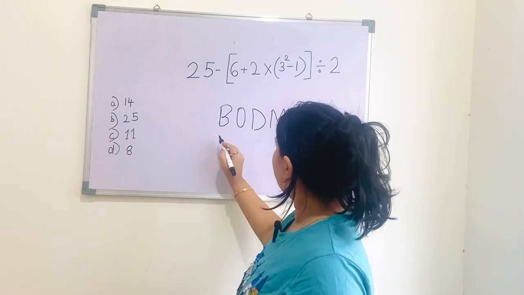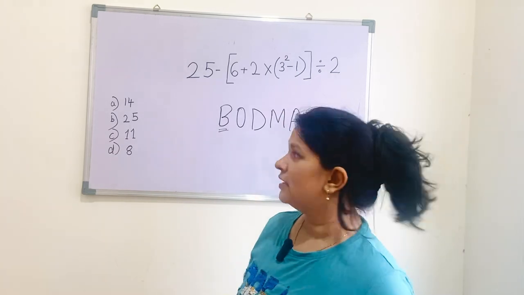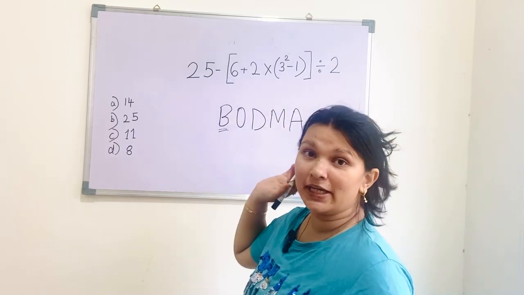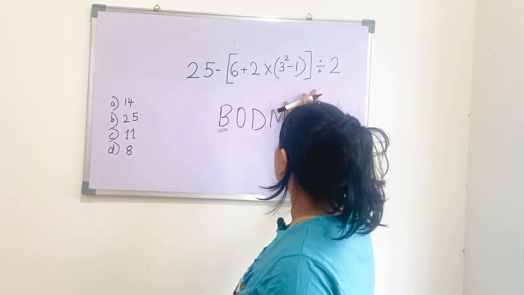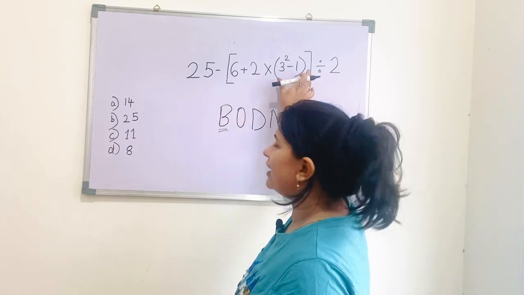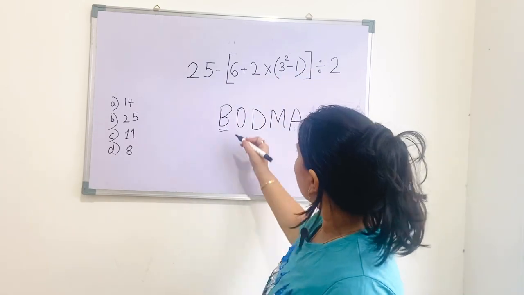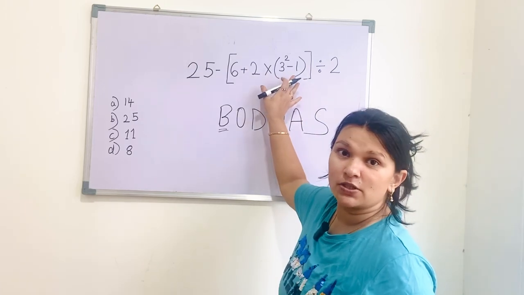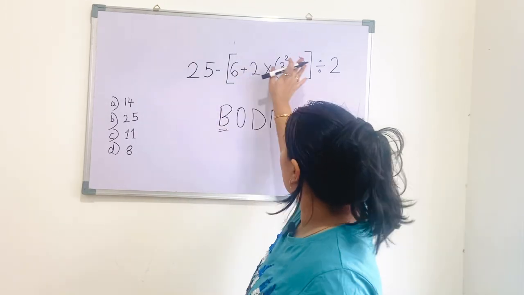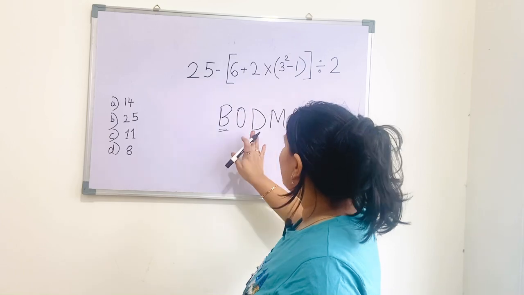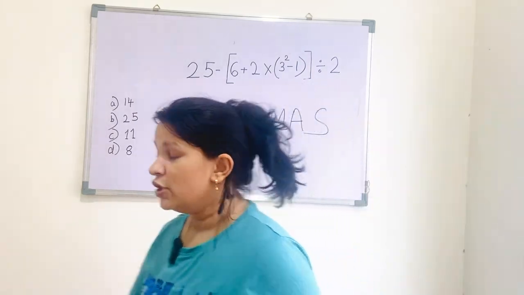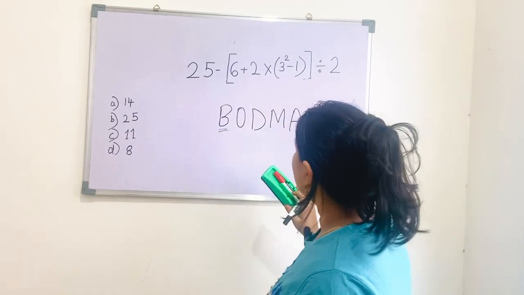BODMAS, where B means bracket. First of all, we have to see in this equation, is there any bracket? Yes, we can see two brackets, one big bracket and one inner bracket. So we'll solve the bracket first, the inner one, then the outer one. First we open the bracket, and after that division, multiplication, addition, and then subtraction. So in this case, how will we solve this?